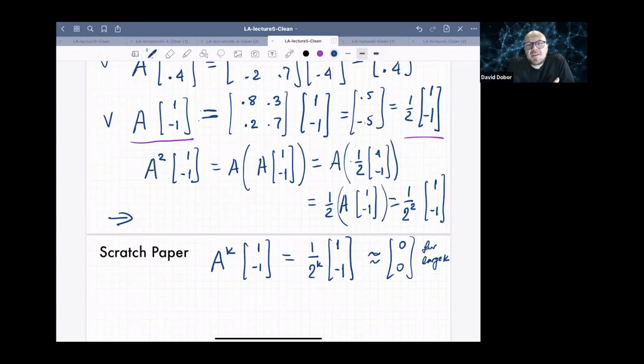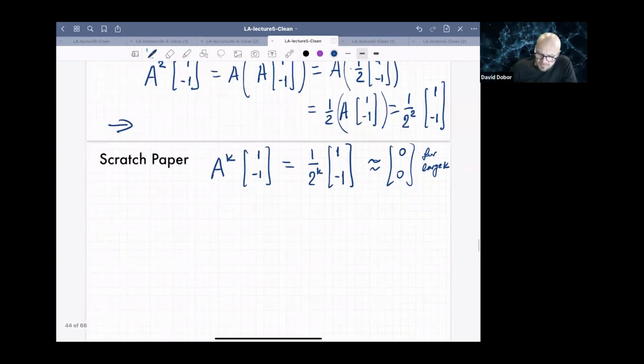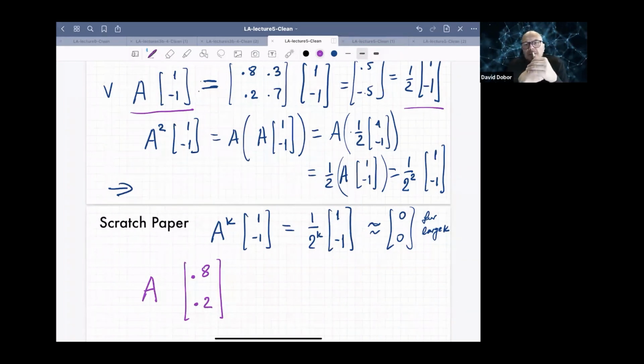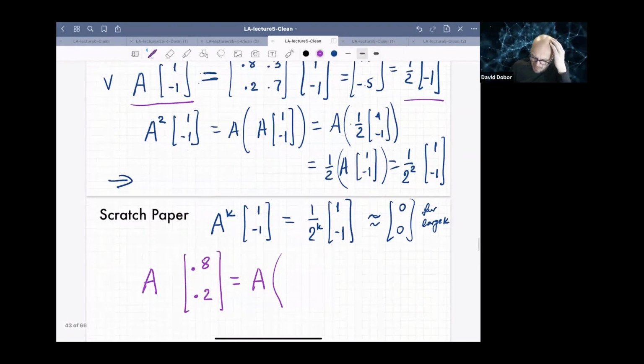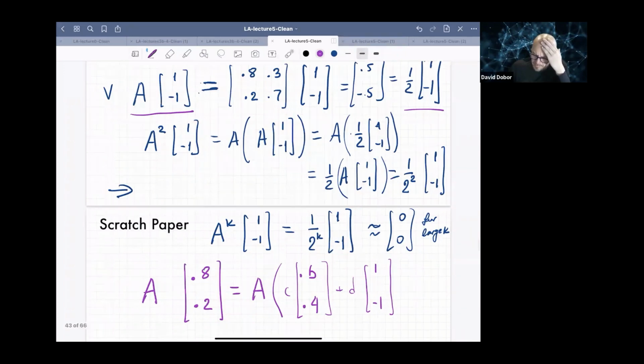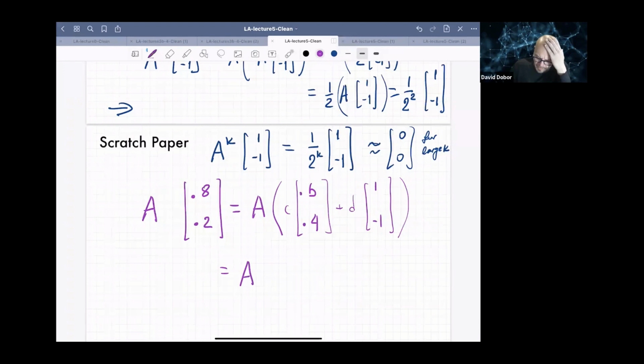My claim is now that by using this, you can compute any power of A very, very easily. So for example, how do I compute A applied to, say, this vector, 0.8, 0.2? If I know that the eigenvectors point every which way on the R2 plane, any vector like 0.8, 0.2 can be represented as a linear combination of these two eigenvectors. So it's going to be some amount of 0.6, 0.4 plus some amount of 1, minus 1. So what are the C and D here? You can find them easily.